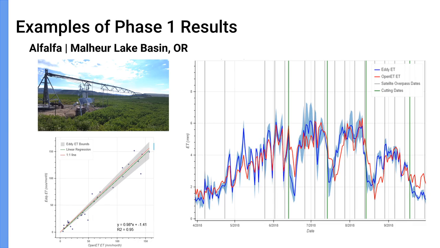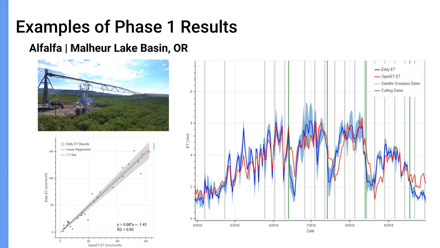Here's an example for an alfalfa field in southeast Oregon in the Malheur Lake Basin, which is part of the Great Basin. The graph on the left shows the comparison of ensemble mean OpenET estimates with the eddy covariance station estimates of ET. In general, OpenET shows good agreement to the station data, where data points fall close to the 1-to-1 line, and many are within the uncertainty of the station estimates, as shown by the gray shading.